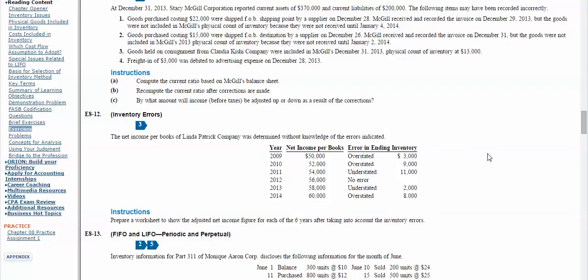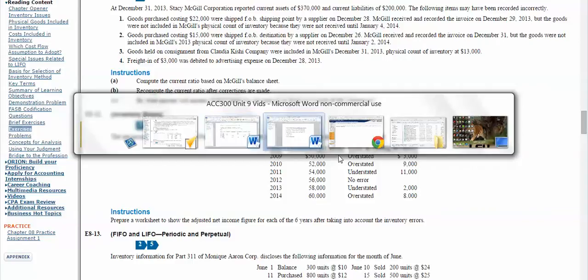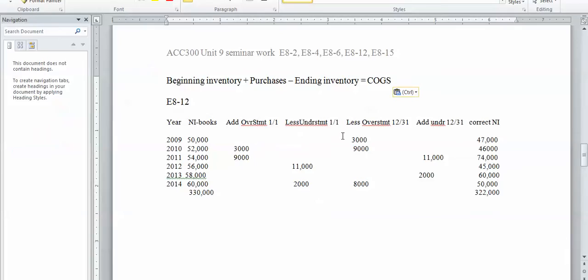Alright, this problem, exercise 8-12, considers what happens when we have an error in the inventory. We have these net income amounts, and then we have things that are overstated or understated in the inventory. Maybe there were some errors like stuff on consignment or stuff that's FOB shipping point or FOB destination that were not included correctly. So we have these errors, and how are they affecting the net income? That is what this problem is all about.